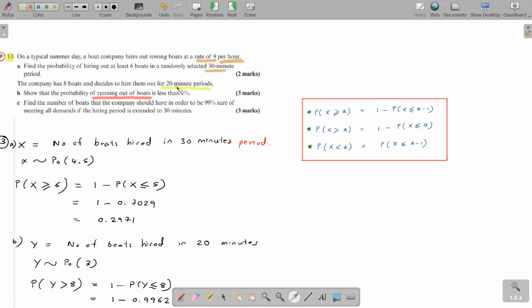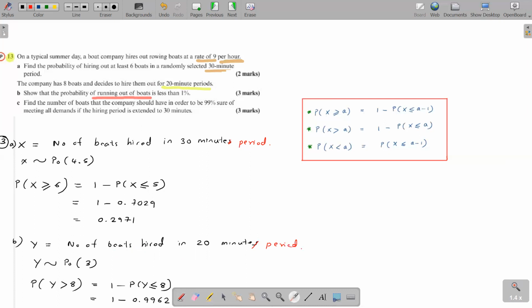You only run out when... now, let's define our variable. Now we have a 20-minute period, right? Because it's 20 minutes, I'm going to define a new variable y. So what is y? Y is the number of boats hired in a 20-minute interval. Okay, a 20-minute period.